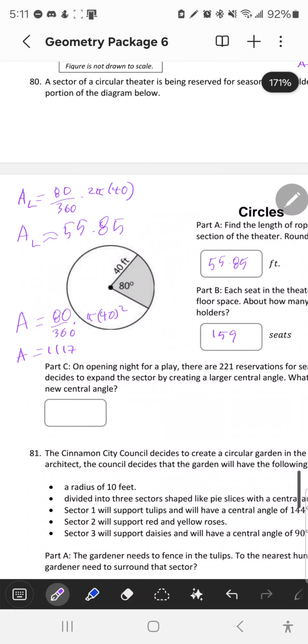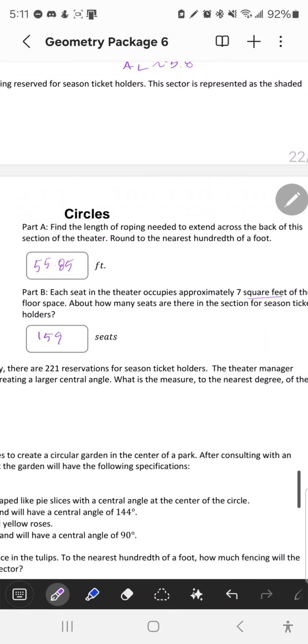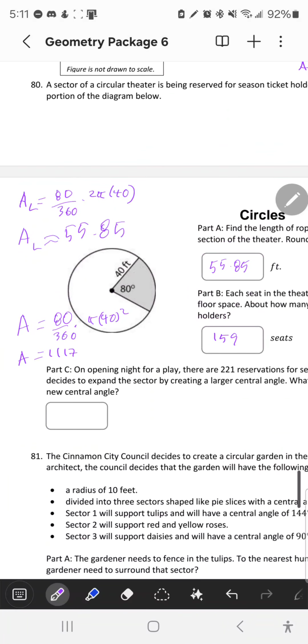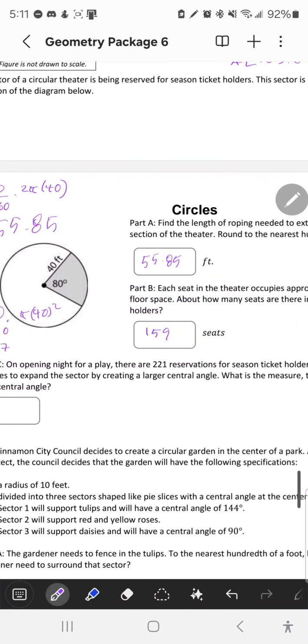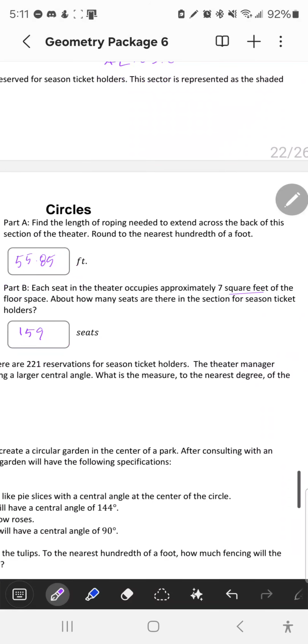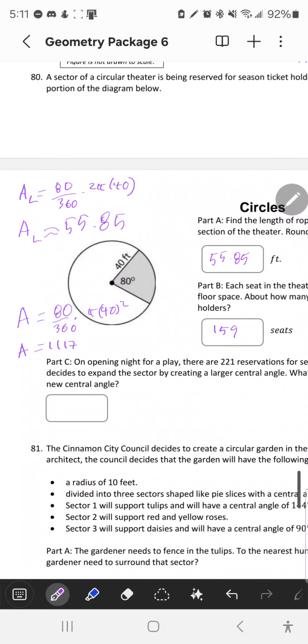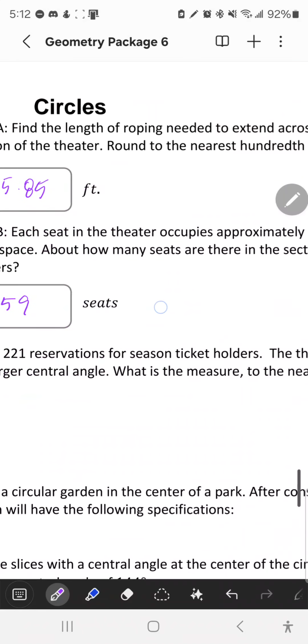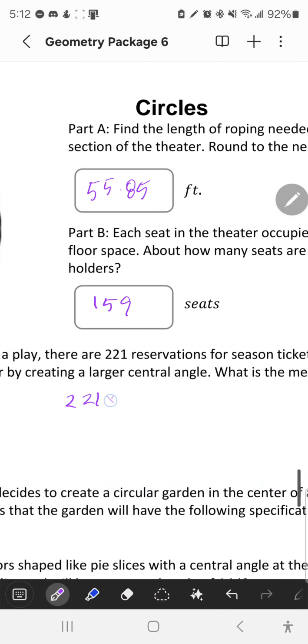Now, part C. On opening night for a play, there are 221 reservations for season ticket holders. The theater manager decides to expand the sector by creating a larger central angle. What is the measure to the nearest degree of the new angle? So basically we have 221 seats. So we need an area that could fit 221 seats. We know that each seat is 7 square feet. So we need to multiply 221 times 7.